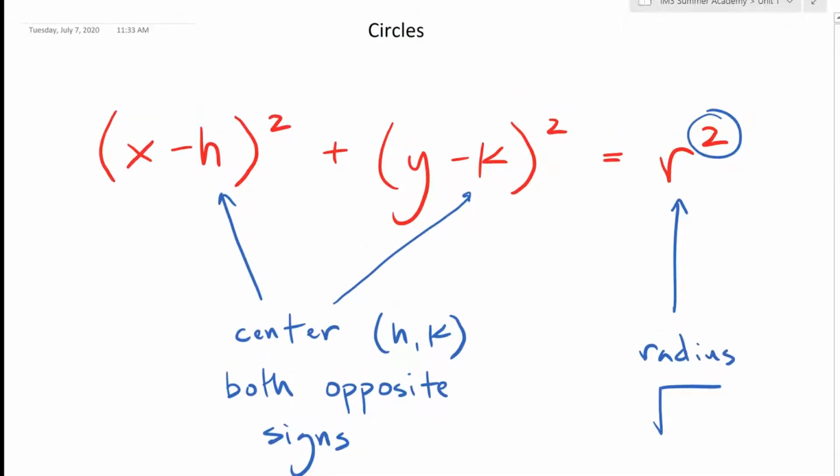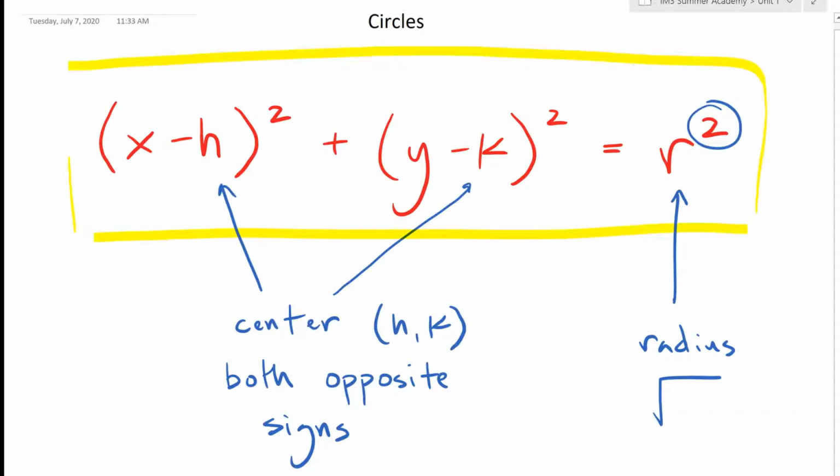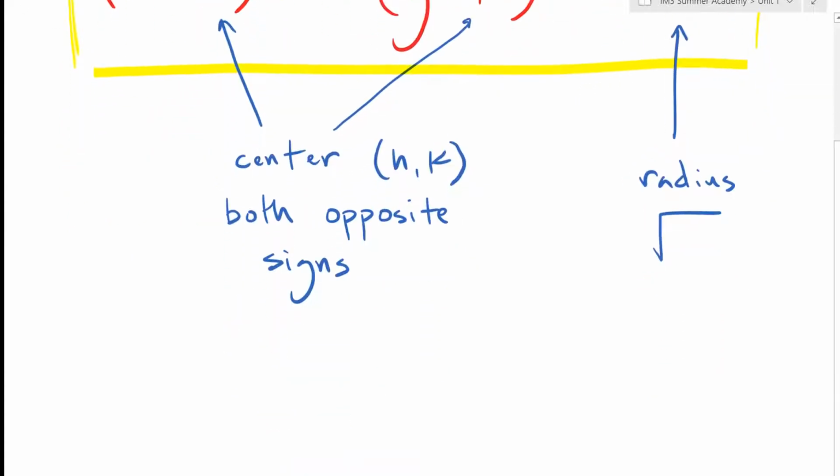So just looking at the equation, from now on, anytime I see a setup like this, where it's one set of parentheses, squared, plus another set, squared, equals a number, this is going to give us the equation for a circle. Alright, so let's tie this in to our first example here.